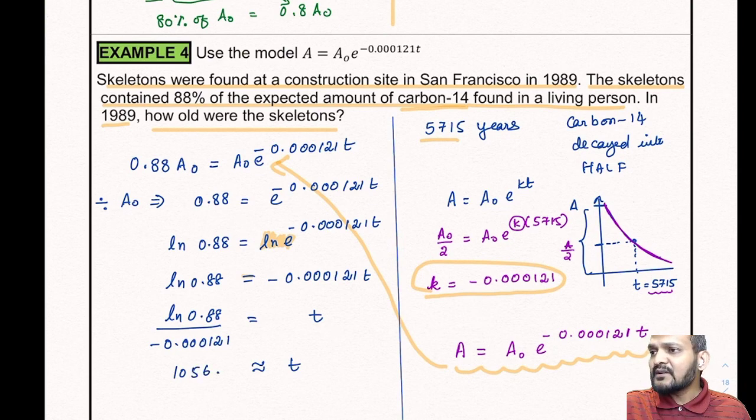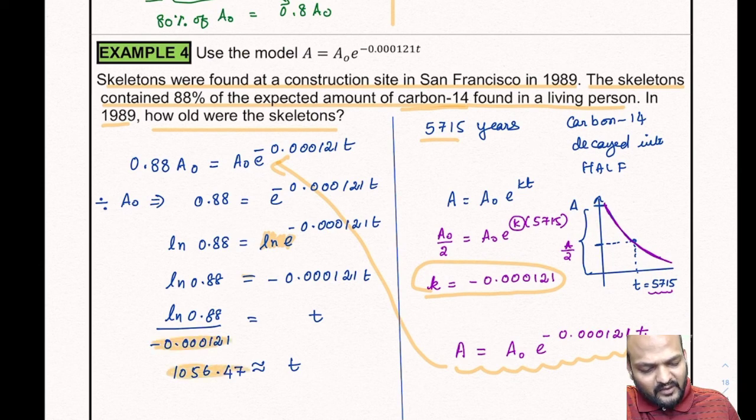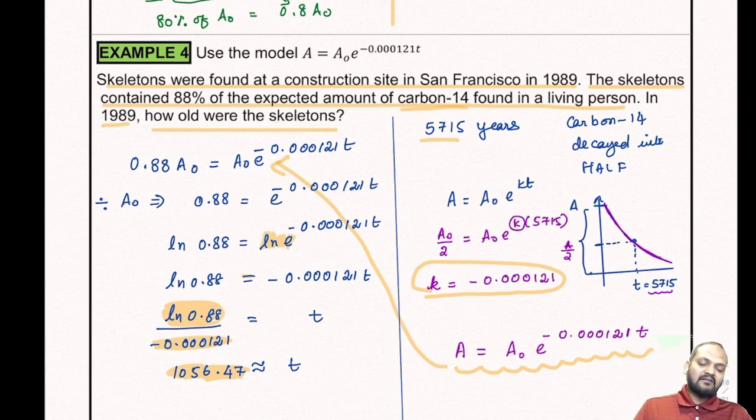1056.47. And again, for those who are wondering, how come I have a negative on the bottom when this is positive? The reason is that ln of 0.88 is going to be negative as well, so the negative and negative will cancel. So you will have a positive number. So in other words, those skeletons were 1,056 years old, 1,056 and a half years old.